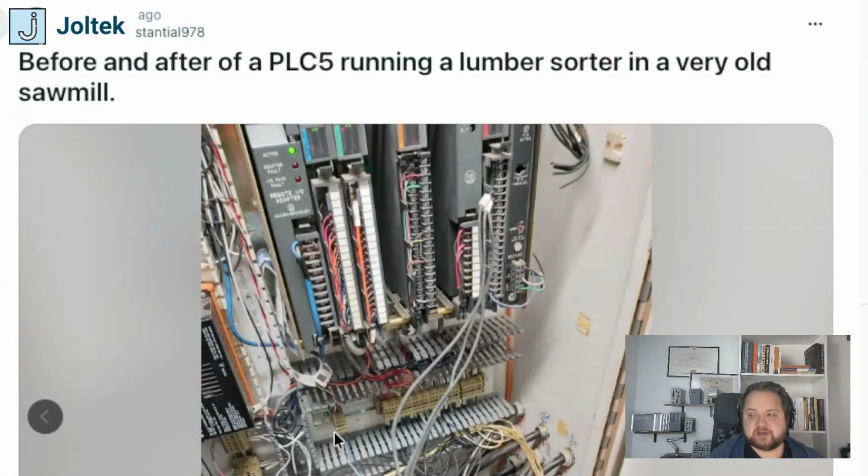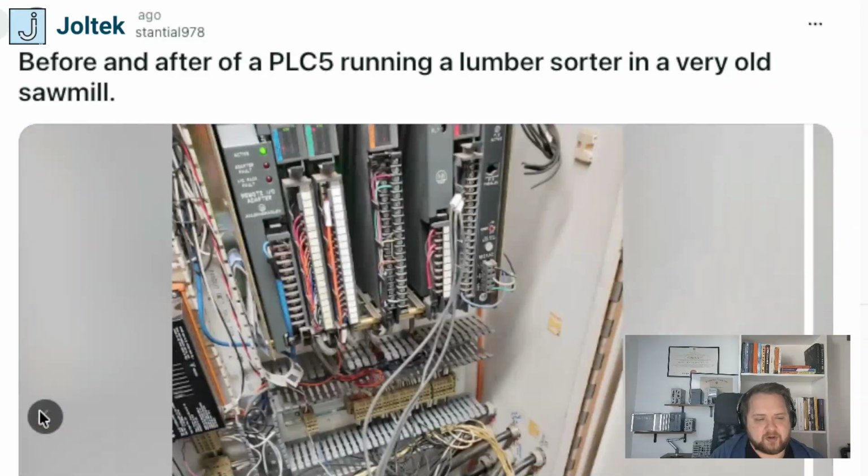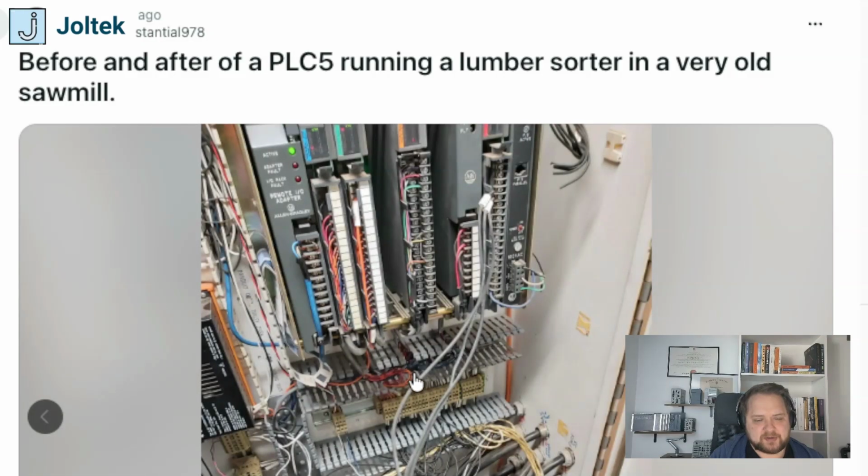The next question, or I would say more so comment, comes from a post of a PLC5 screenshot or photo of a panel. What is interesting here is that this individual called Remote Substantial 978 writes before and after of a PLC5 running a lumber sorter in a very old sawmill. So you have two screenshots, the before and then the after. As you can see, he installed all these very nice wireway covers back into place. Of course, made sure that the wires were neatly placed inside of them.